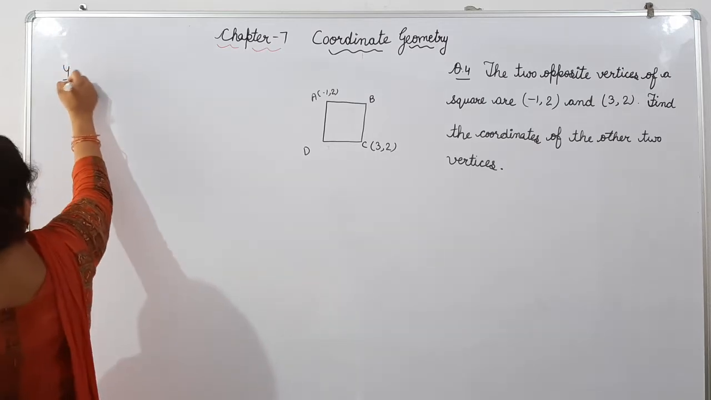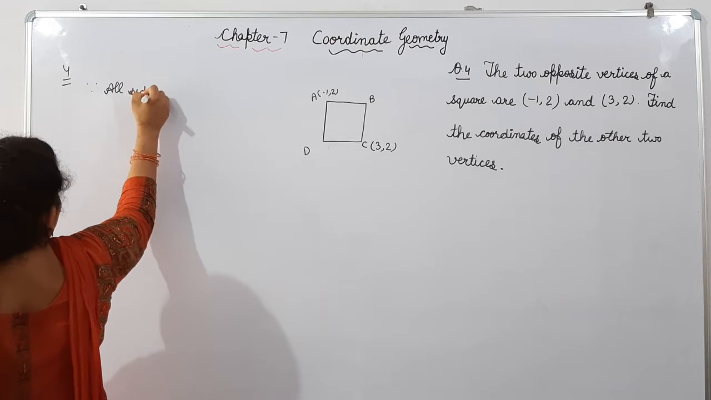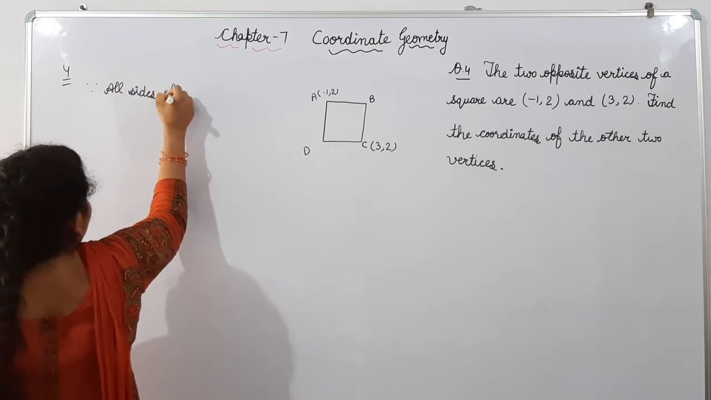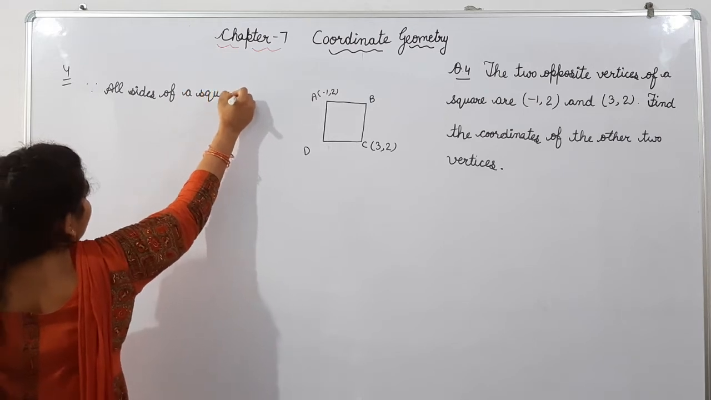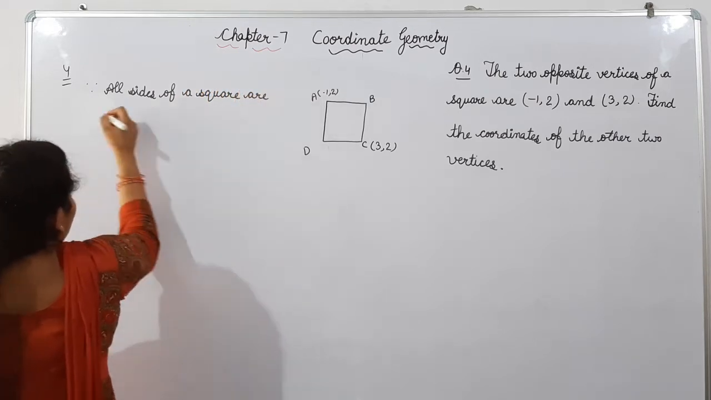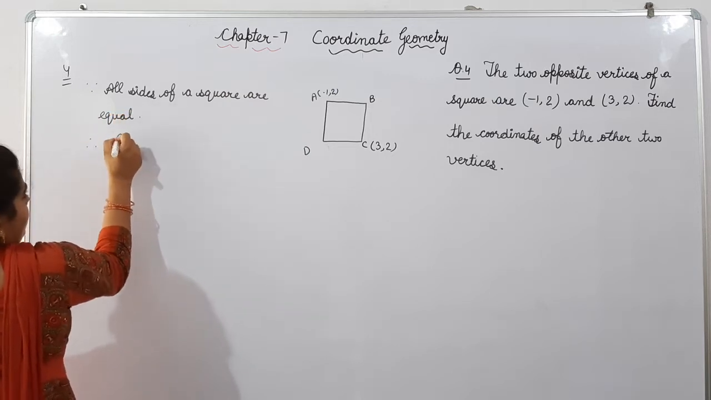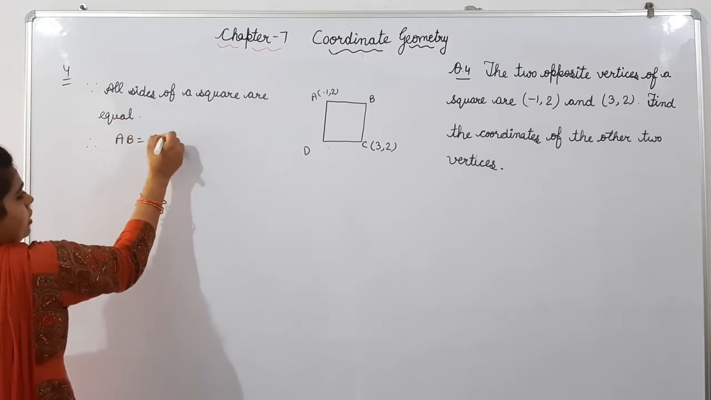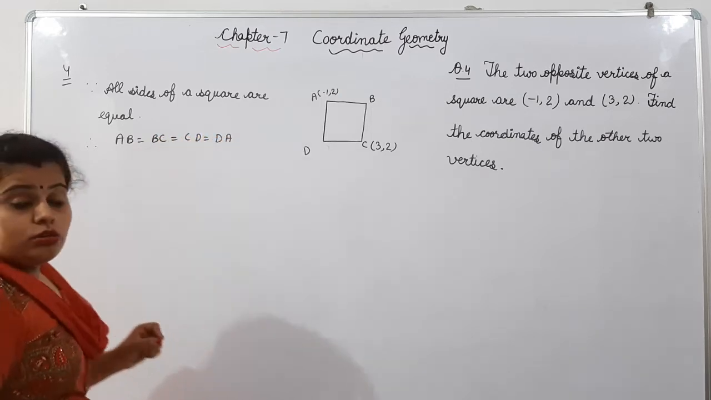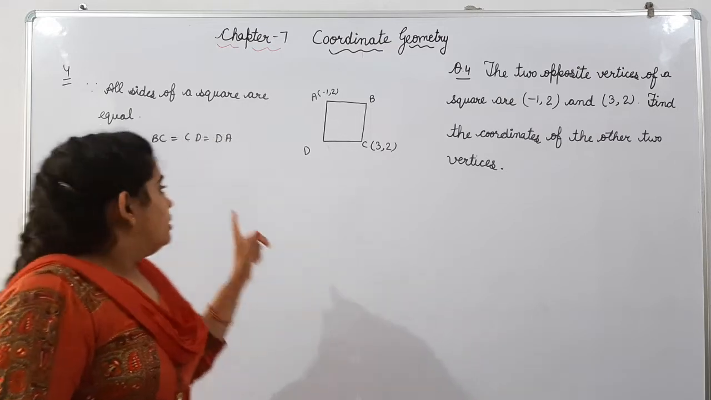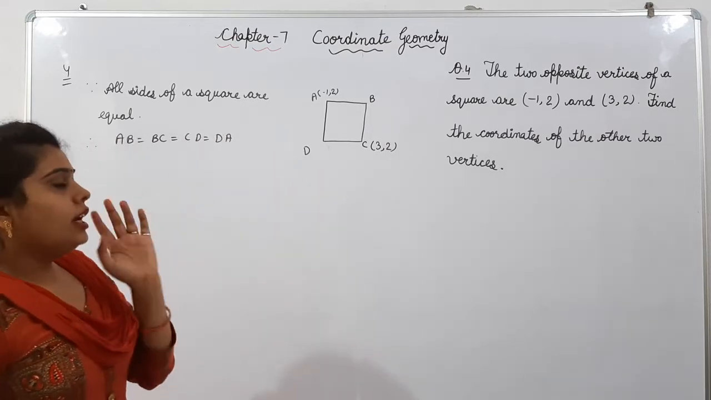As we know that because all sides of a square are equal, so AB is equal to BC, is equal to CD, is equal to DA. We are using properties of square. What is given? It is a square and all sides of a square are equal.